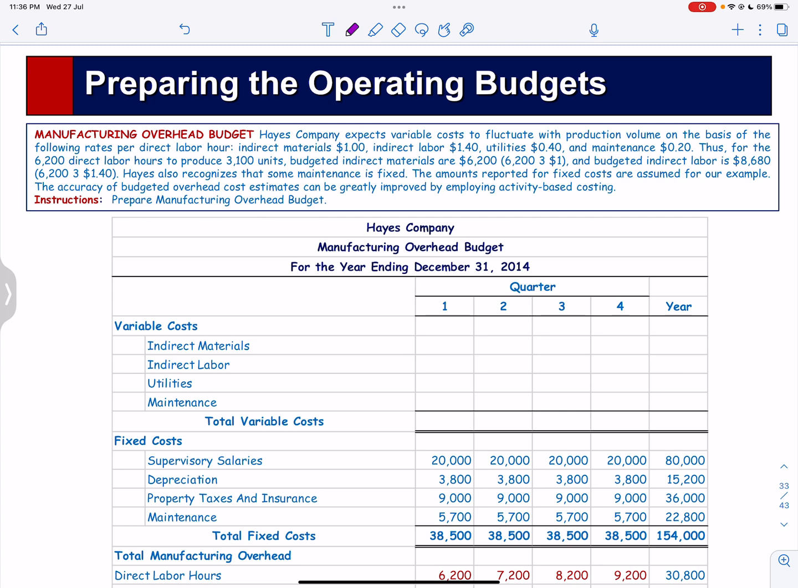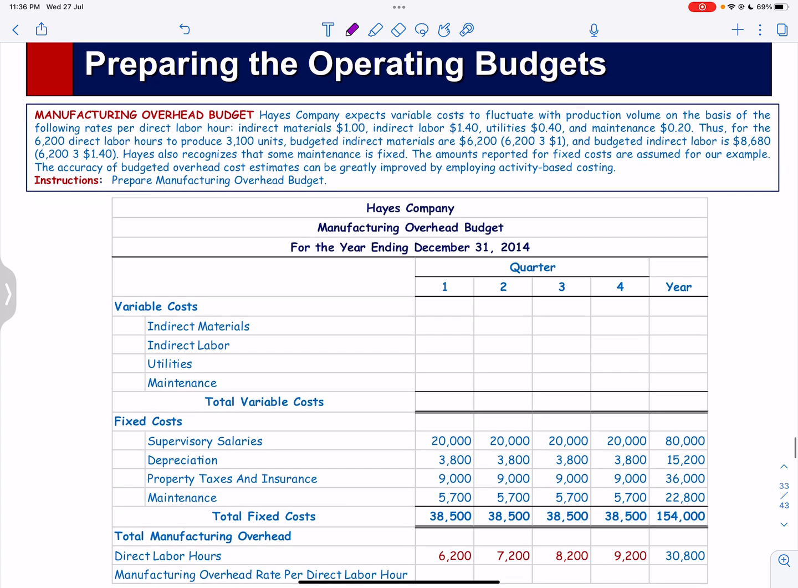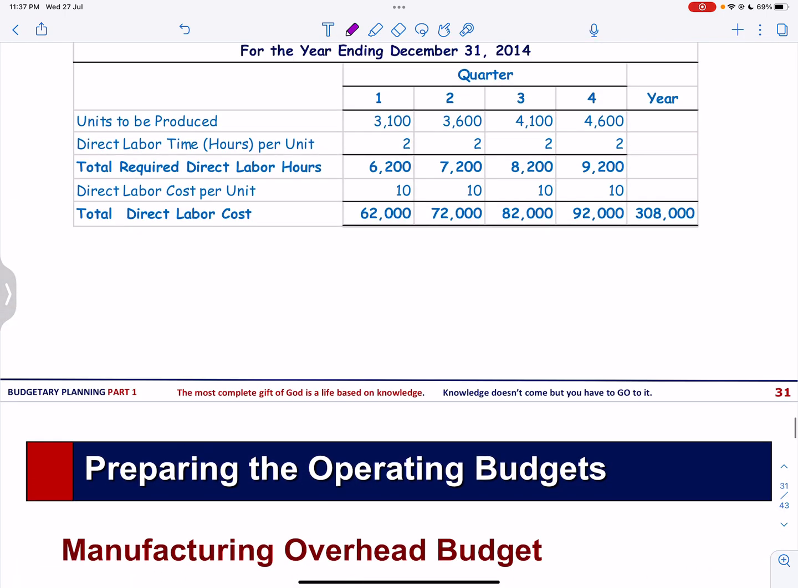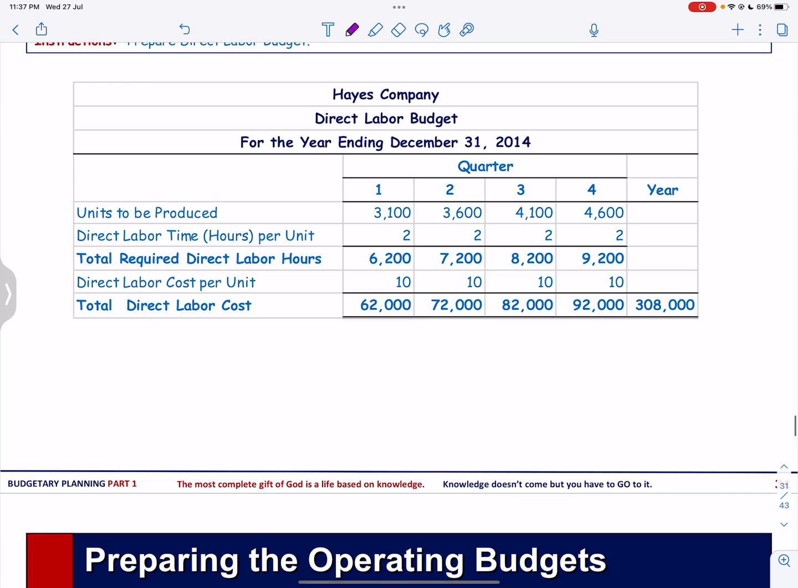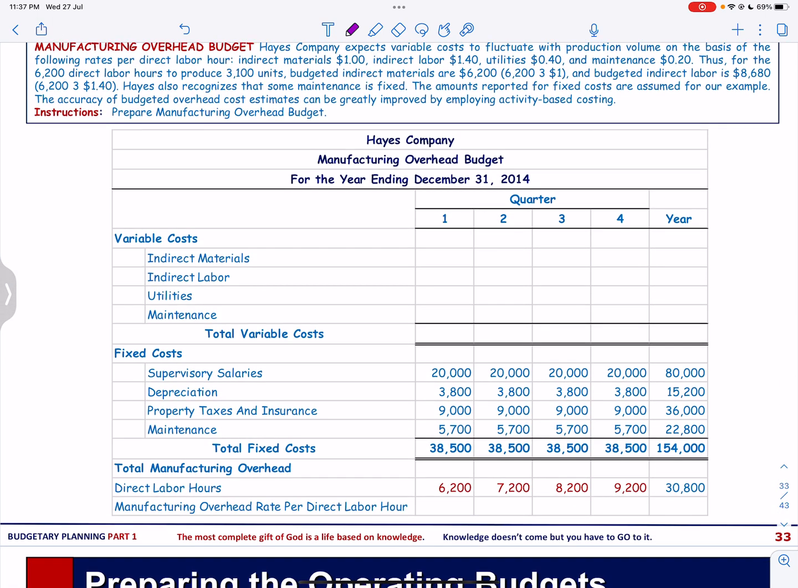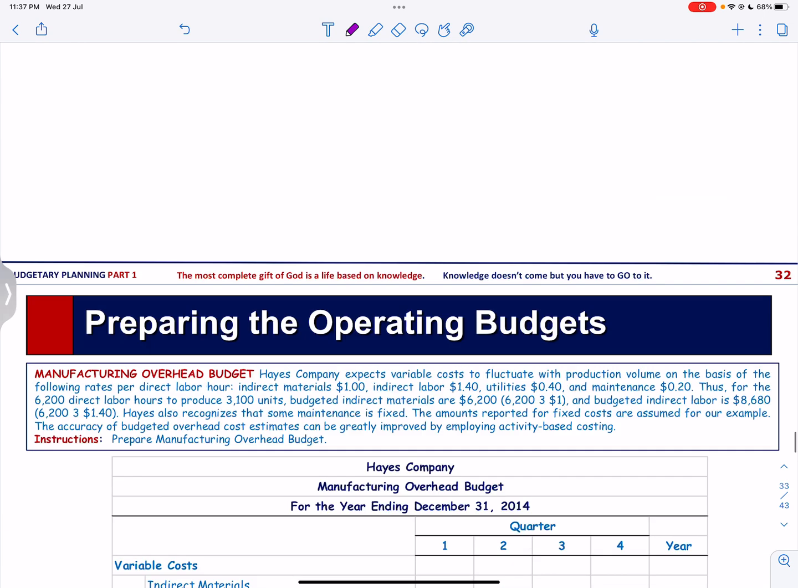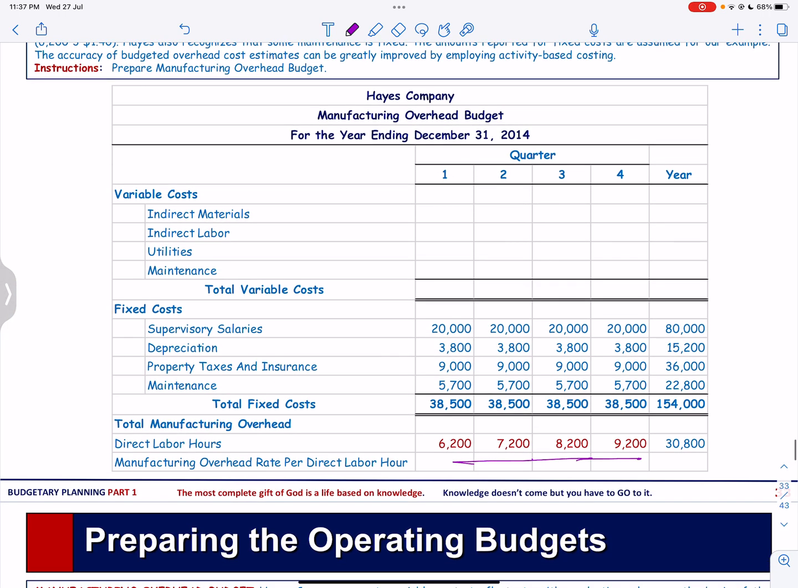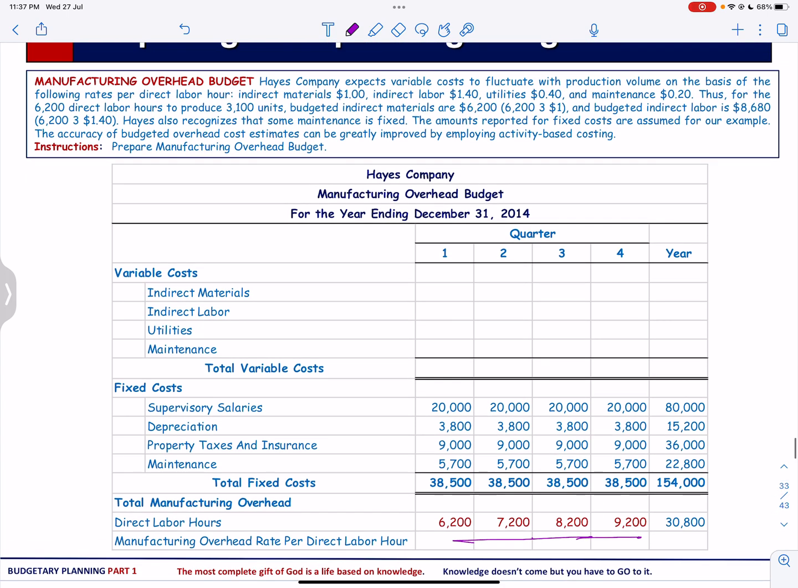Hayes Company expects variable cost to fluctuate with the production volume. So first of all, we are going to have the variable cost, and we have the direct labor hours from the direct labor hour budget, 6,200, 7,200, 8,200 and 9,200. So you can see over here, these are the total direct labor hours. So we have simply copied them over here. And let us look into the question now. On the basis of the following rate per direct labor hour. So that's why we have put these direct labor hours.